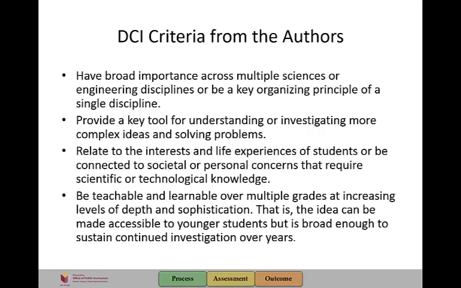that a DCI must have broad importance across multiple sciences or engineering disciplines or be a key organizing principle of a single discipline. It needed to provide a key tool for understanding or investigating more complex ideas and solving problems. It needed to relate to the interests and life experiences of students or be connected to societal or personal concerns that require scientific or technological knowledge. And finally, it needed to be teachable and learnable over multiple grades at increasing levels of depth and sophistication.